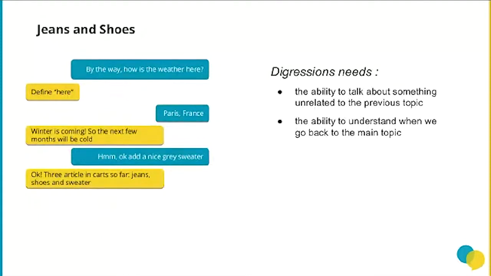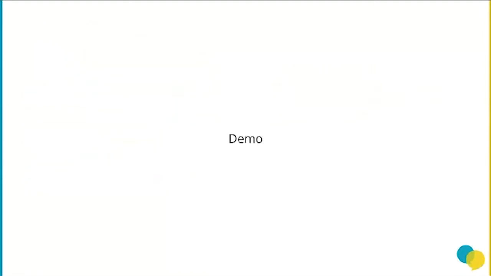And third, digressions. What digressions need, and we have still on the left the end of the conversation, where the user asks, by the way, how is the weather here? Something completely unrelated to jeans and shoes, and still the chatbot is able to catch it. And then you can add something to your cart, for example, a new gray sweater, and that brings you the fact that the context is ended because there's nothing more to say about the weather after that. Okay, so now I will lead you to a demo.